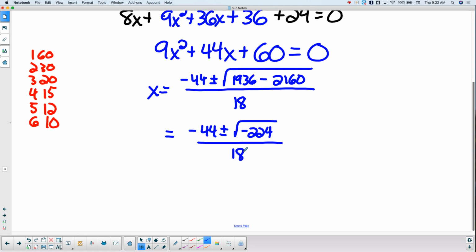Do I need to go any further with this one? Why not? Because it's imaginary, right? And I don't want imaginary numbers. I want to know where they actually intersect, right? So does this line, because this is a line in a parabola, does this line and parabola intersect? No.